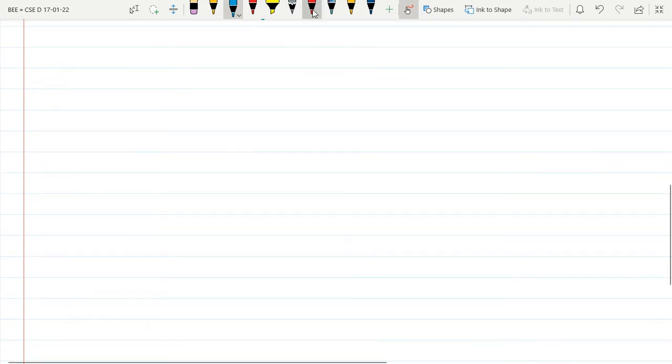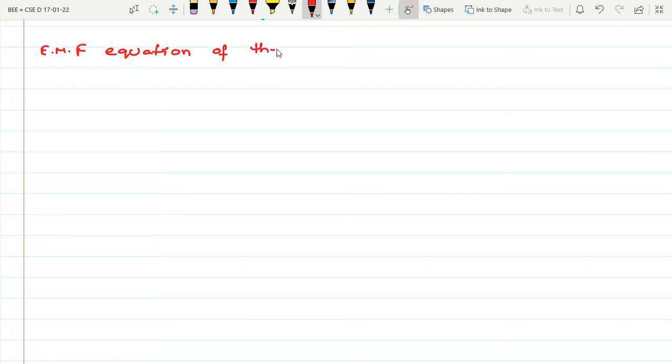So next topic, EMF equation of the transformer. This is a very important question, derivation: EMF equation derivation for the transformer. Let us draw the transformer symbolic representation.